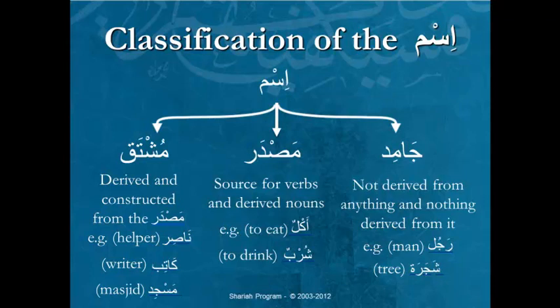Jamid is a frozen ism that's not created from anything, nothing's created from it. Masdar is the word that's not created from anything, but many words are created from it, and this corresponds to the infinitive in English, or the gerund. It could be translated both ways. Aklu could be translated eating, and it could also be translated to eat. Okay, and shurb means to drink or drinking.